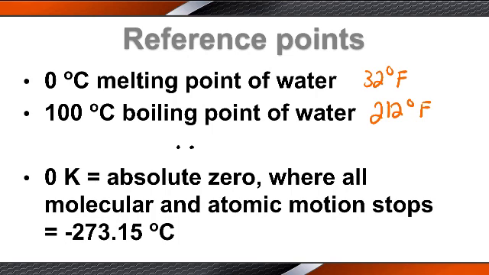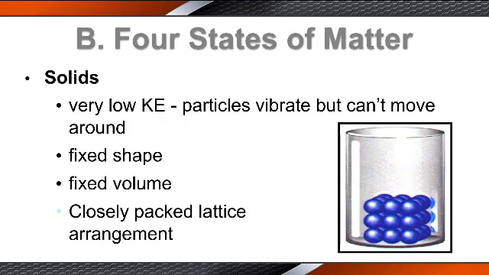Okay, but what would that be in degrees Celsius? Negative 273.15 degrees Celsius. So that's pretty darn chilly. All right, what are our 4 states of matter? Now I say 4 states, but in the beginning I said 5, didn't I? Well, I'll mention that 5th one at the very end.